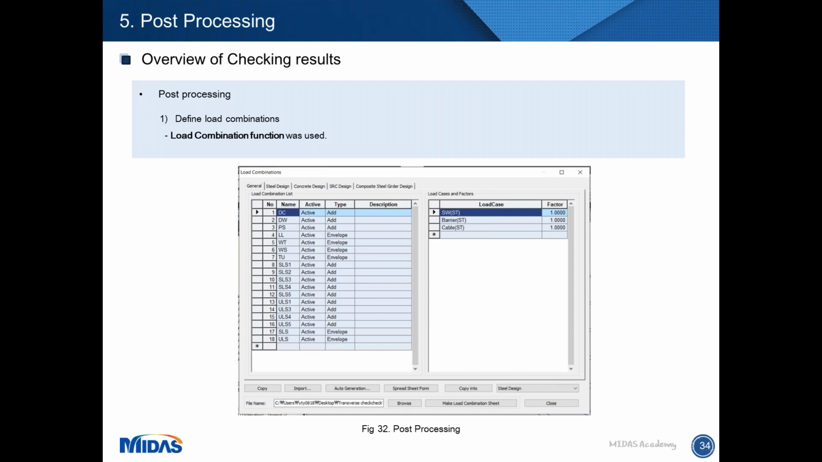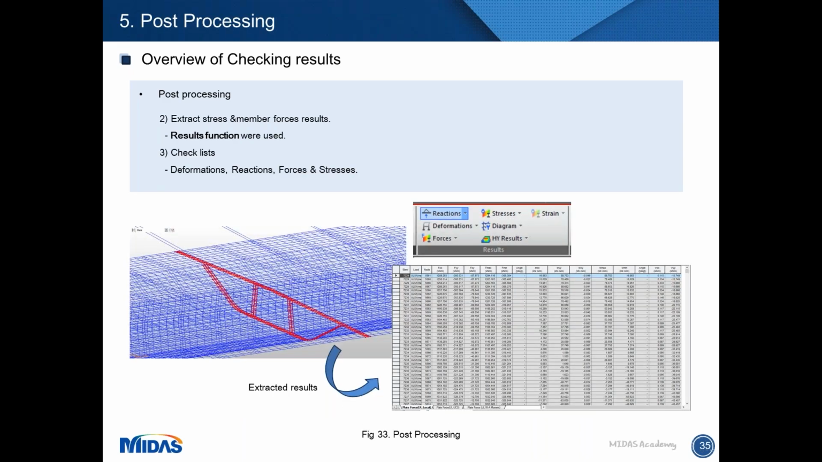After performing the analysis, I used the load combination function to make load combinations under the serviceability limit state and ultimate limit state. And then I used several options in the results function to check results in the diagram of member forces and results values in table format.